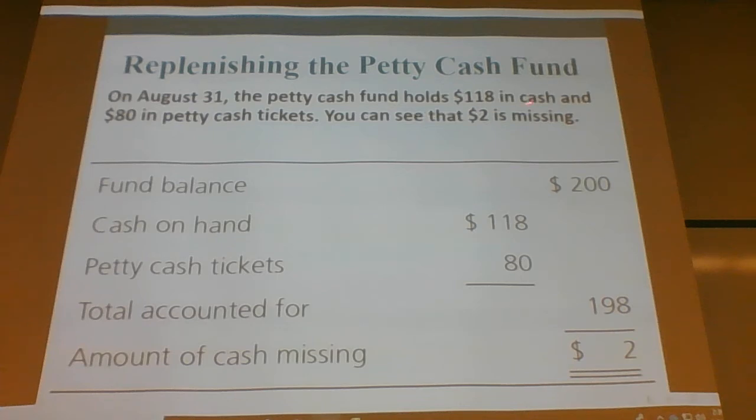So, replenishing the petty cash fund. There's no money naturally going into this. So if all the money is just going out, eventually at some point it's going to start running low. It says that on August the 31st, the petty cash fund holds $118 in cash, and we have $80 in petty cash tickets. If we take 118 and add 80 to it, that's 198. That's less than the $200 that we initially set up, so you can see that $2 is missing. What we have here is just a reconciliation: our beginning 200, the cash over here with a debit balance, petty cash tickets of 80, total cash accounted for 198, and the amount missing is $2. So how do we handle that?